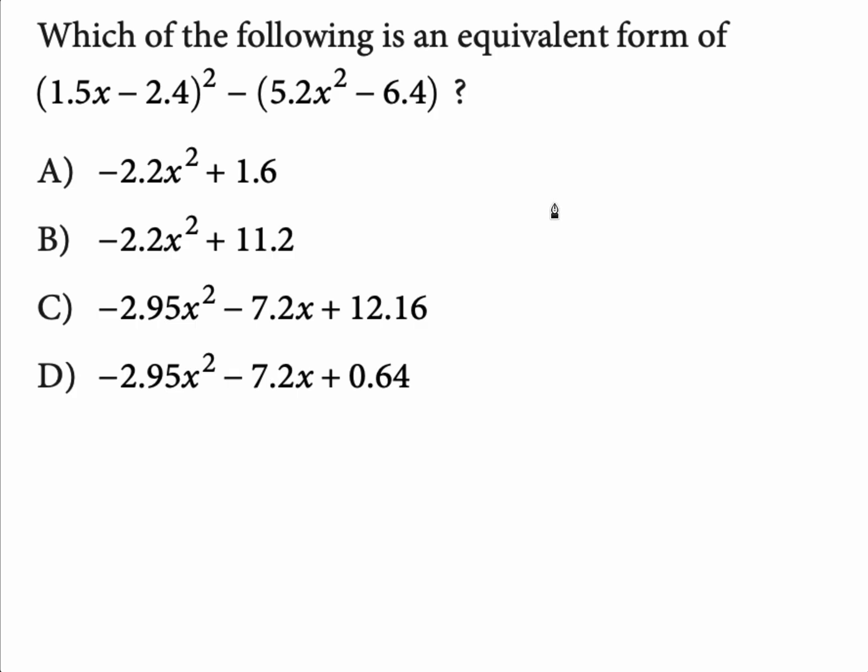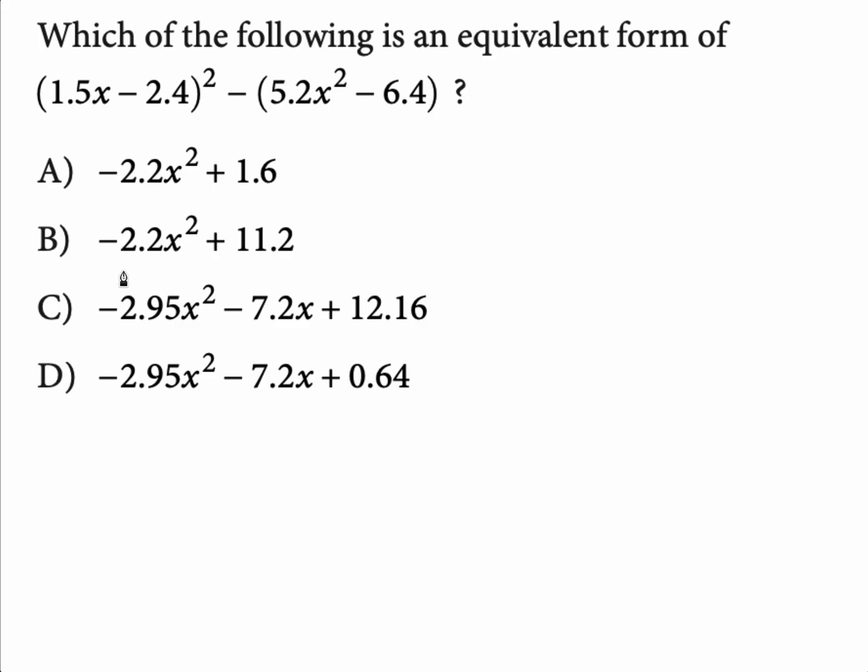So today we have an expression, and we're going to learn how to break the expression and find the equivalent of that expression. So the problem is this. Which of the following is an equivalent form of (1.5x − 2.4)² − (5.2x² − 6.4)? And these are all the choices.